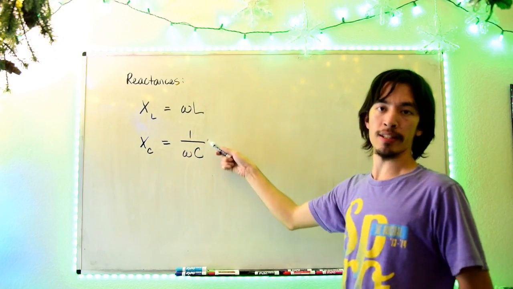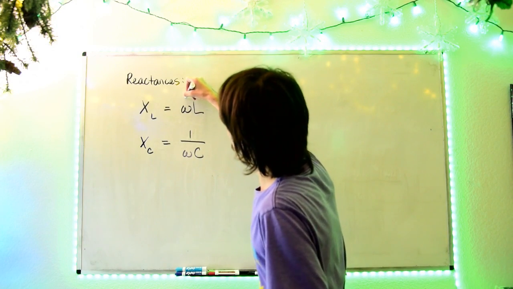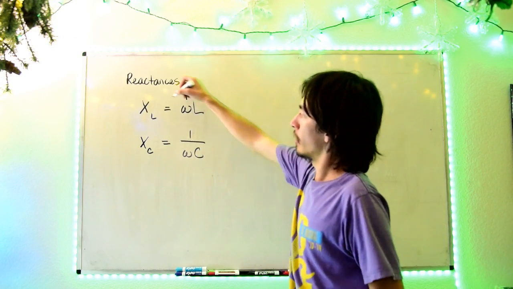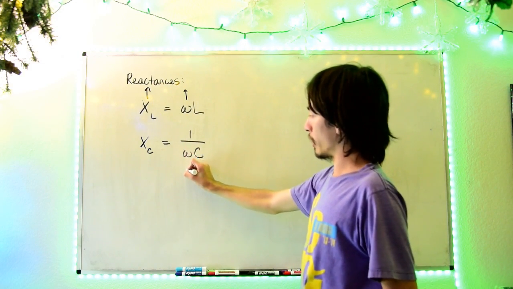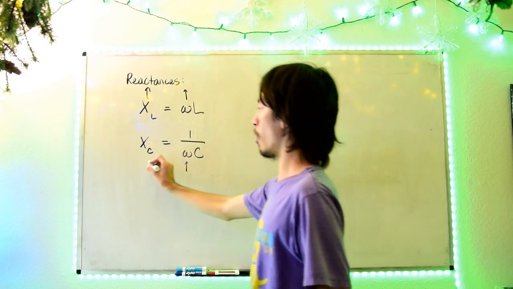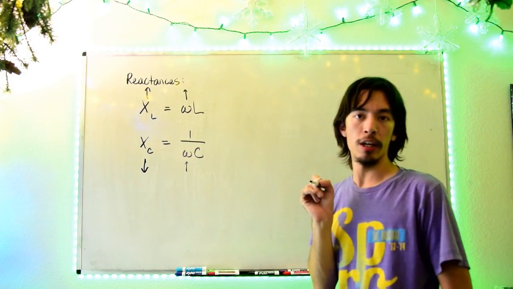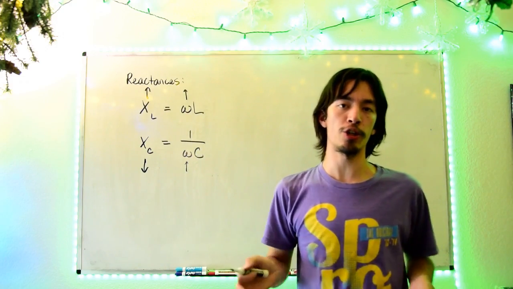Notice the nature of these is that they're opposite to each other, where this one, if you were to increase the frequency, you get a larger reactance out of it. Whereas here, if you increase the frequency and it's in the denominator, the whole thing becomes smaller, so the reactance gets smaller. So you can also use the equations to figure out which one has the larger reactance.